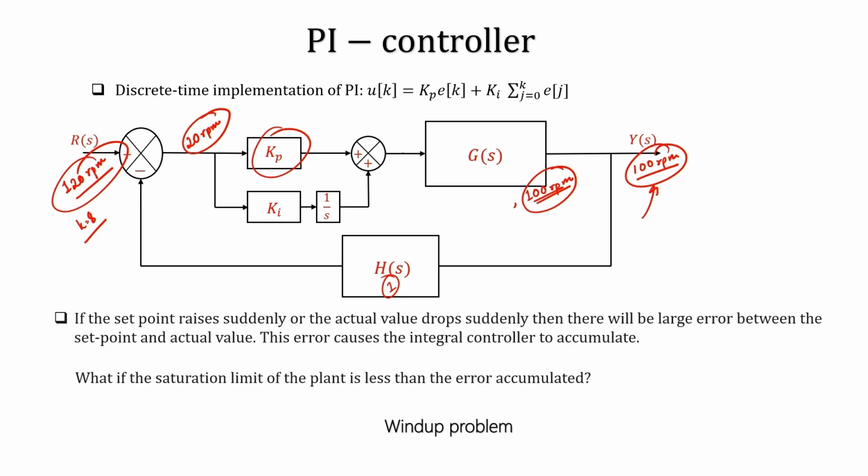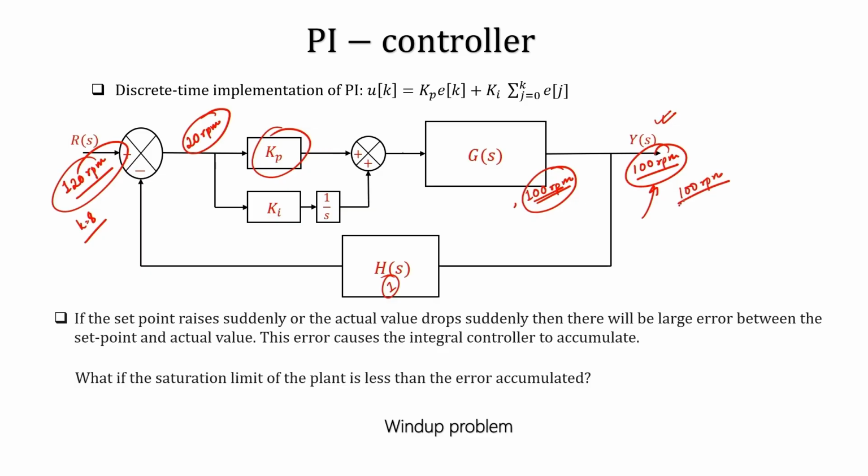So the error keeps on accumulating here. Now there is no way that you can get rid of this error, right? So then what will happen? Anyways, you are not able to reach the correct point. So somehow you have to bring down the error, or the output of the controller will keep on growing. Okay, this is one problem.